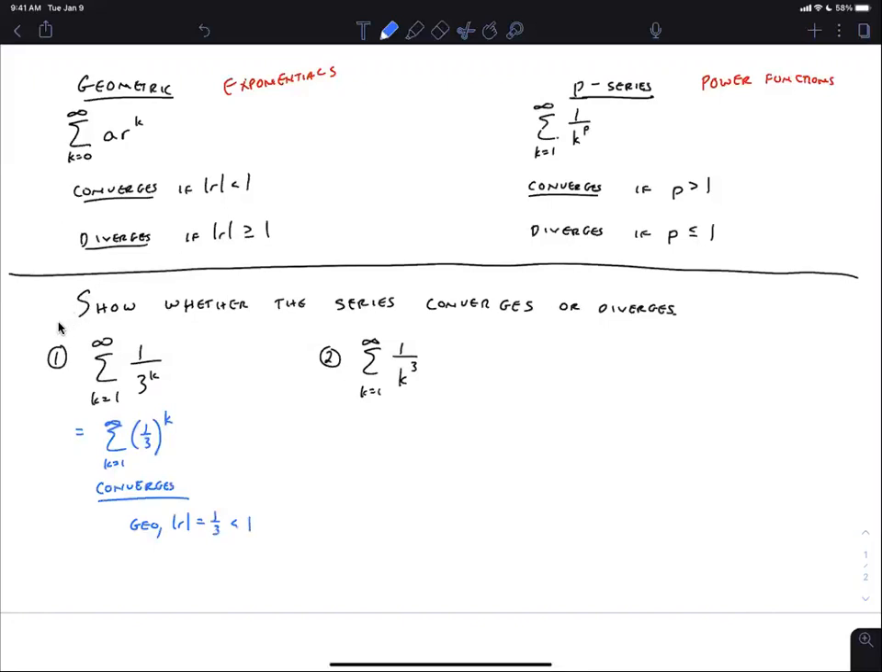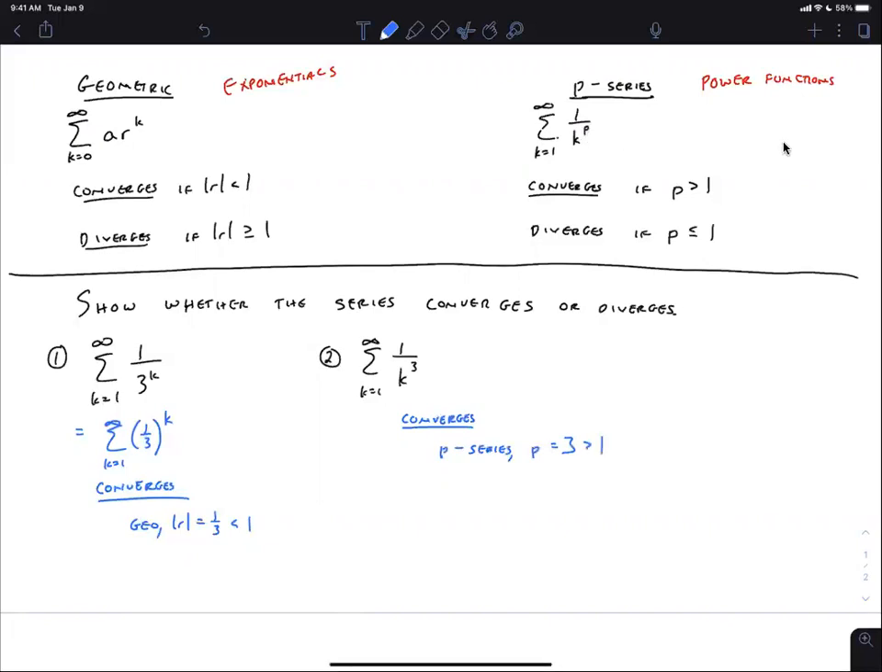All right. And so then, okay, on the second one, we've got 1/k to the 3rd power. Well, that's a p series because it's in this form. So we say, okay, well, this one converges too. It's a p series where p is equal to 3, which is bigger than 1.